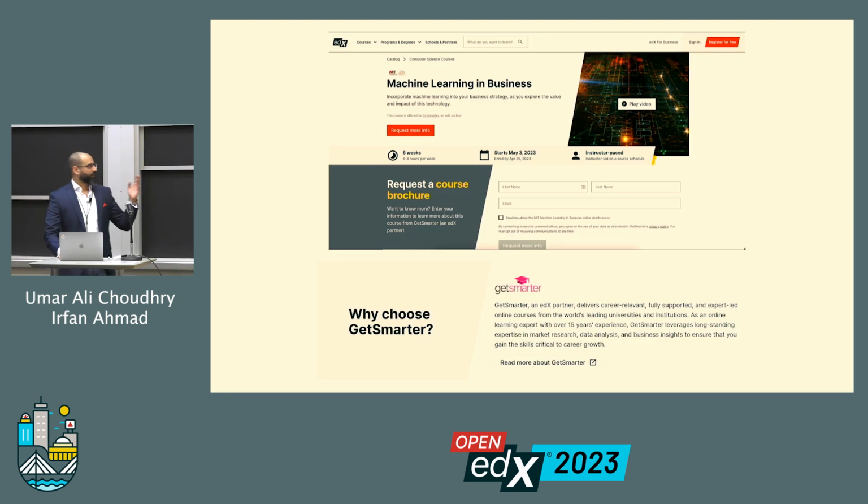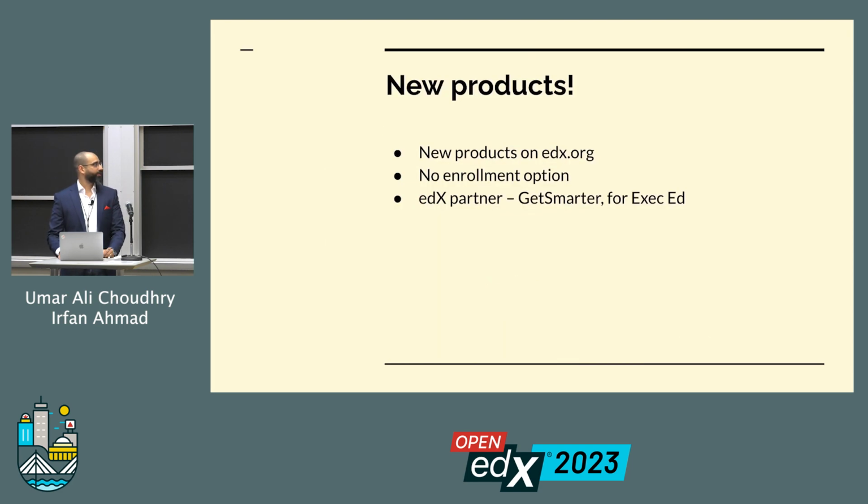So as you can see, this is a program, but there is no enroll now button. This means that you can't just enroll right here. It's probably going to take you to a third-party service, which is GetSmarter at this point. This is one of the no-enroll options, where you request a brochure and submit an application, and then they will get back to you with enrollment opportunities.